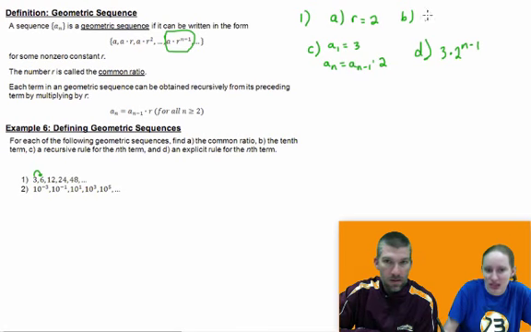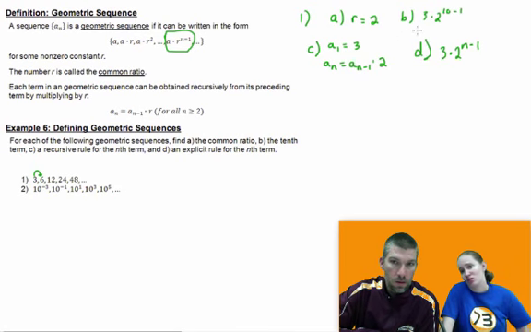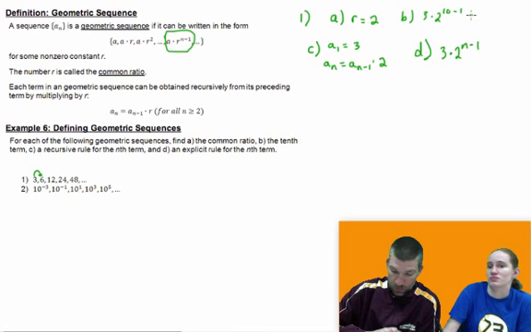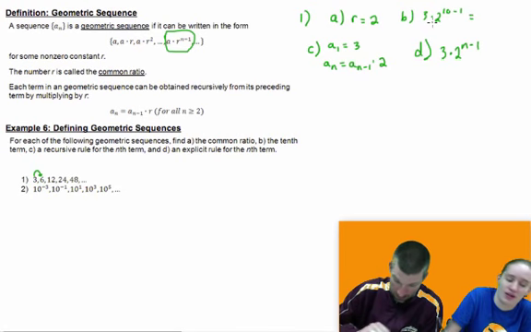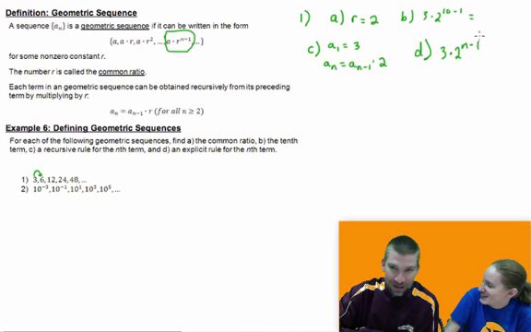So let's plug in 10 into this sequence. So 3 times 2 to the 10 minus 1. You're going to have to help me out with 2 to the 9th power. That's so big. 512. Times 3? Times it by 3.